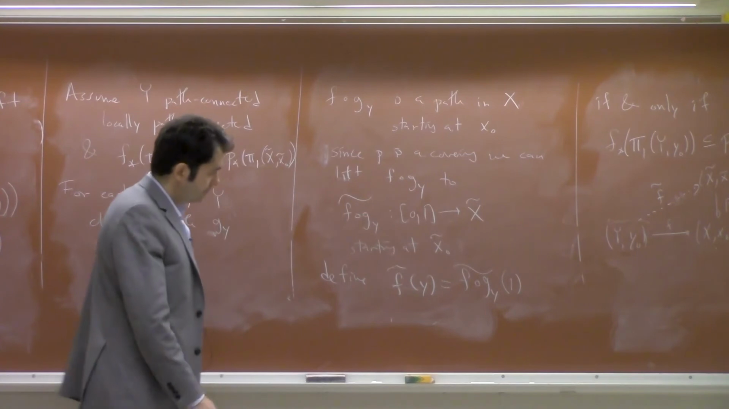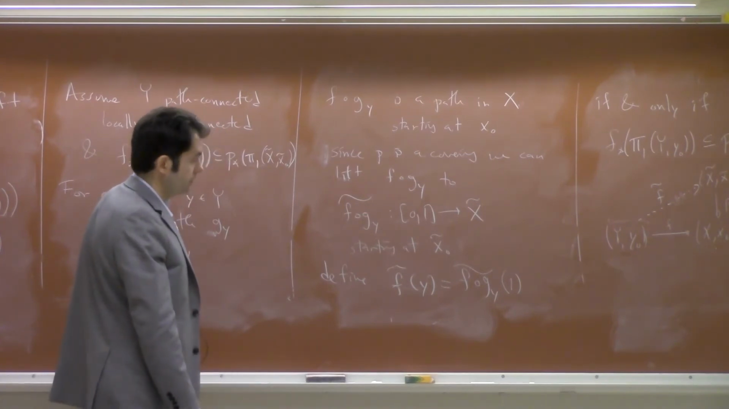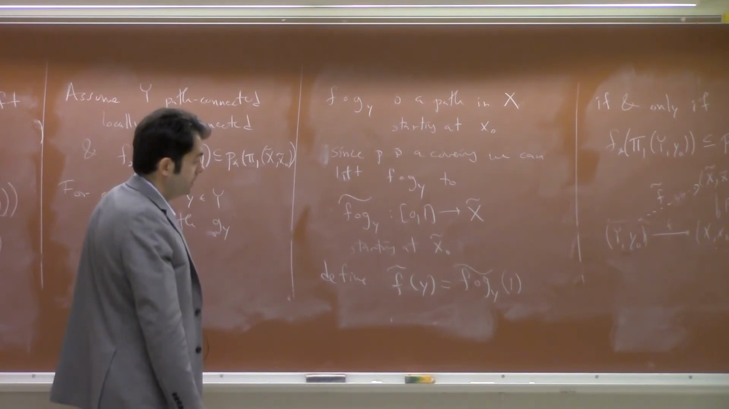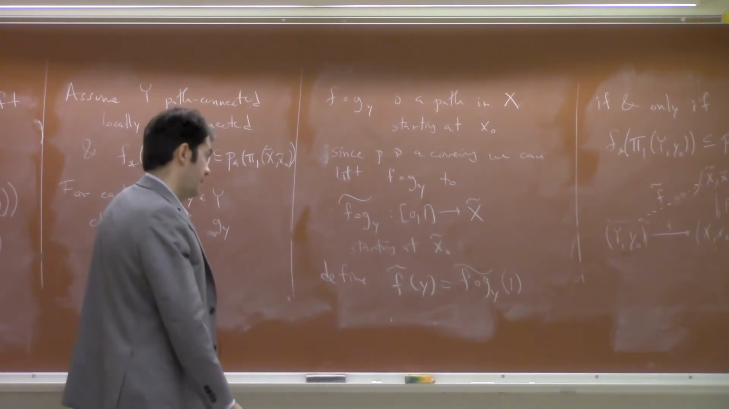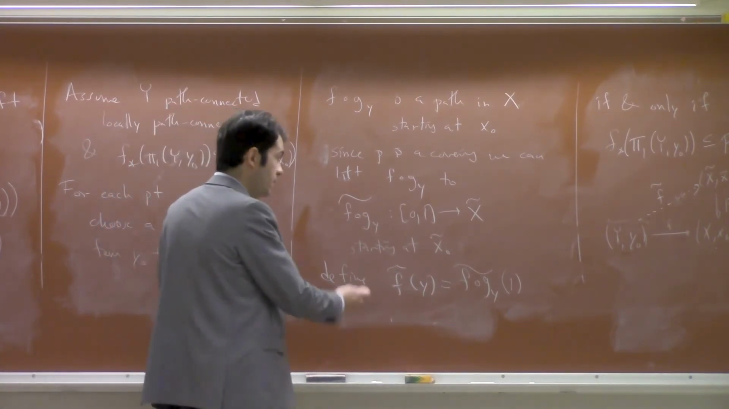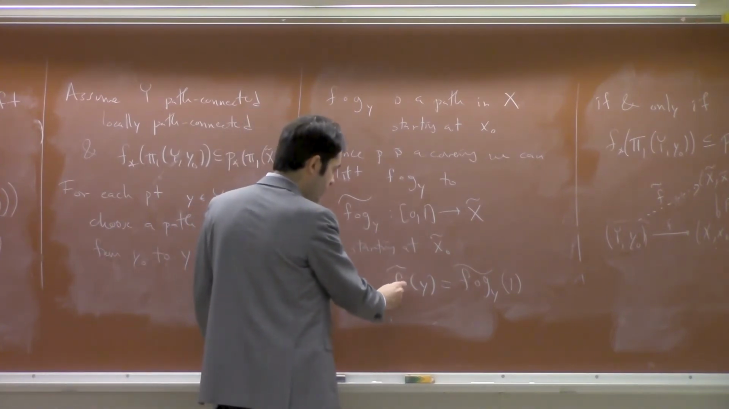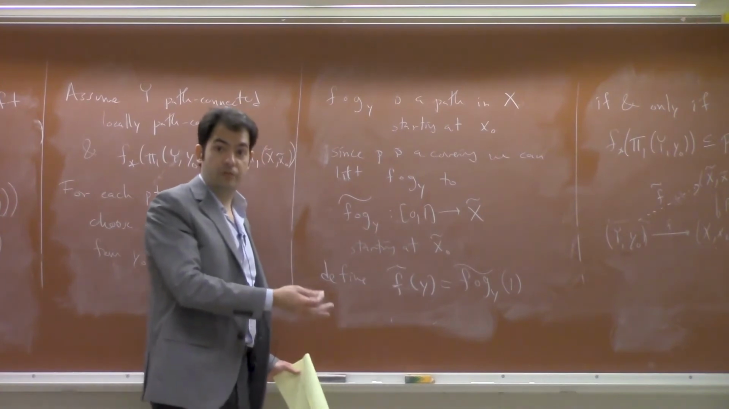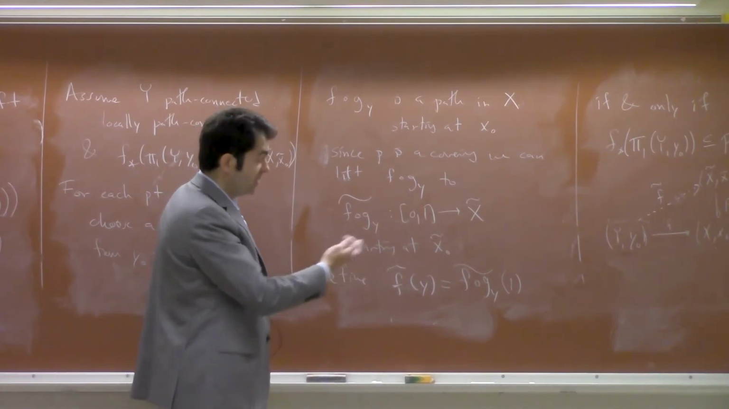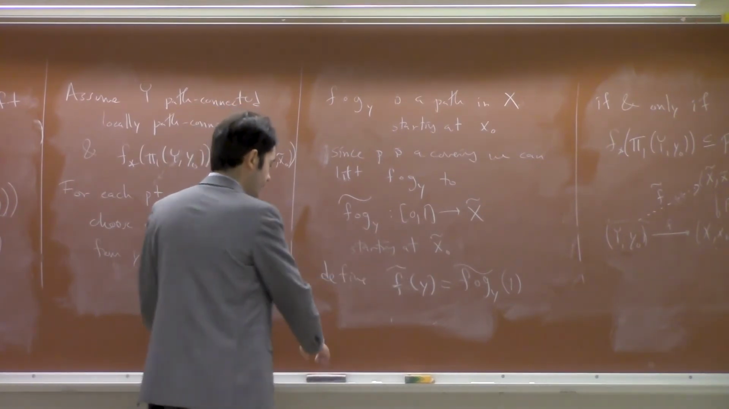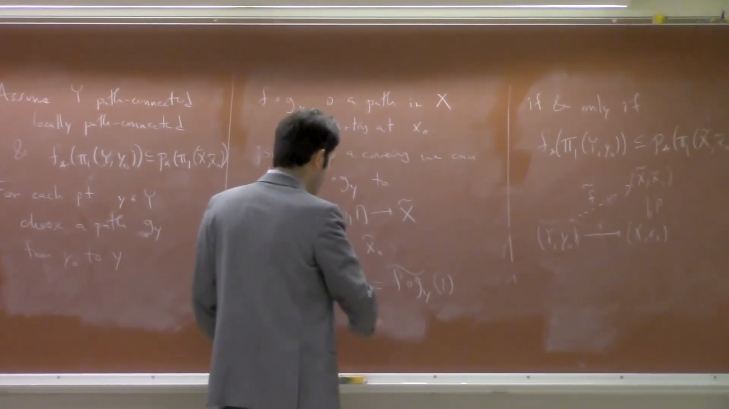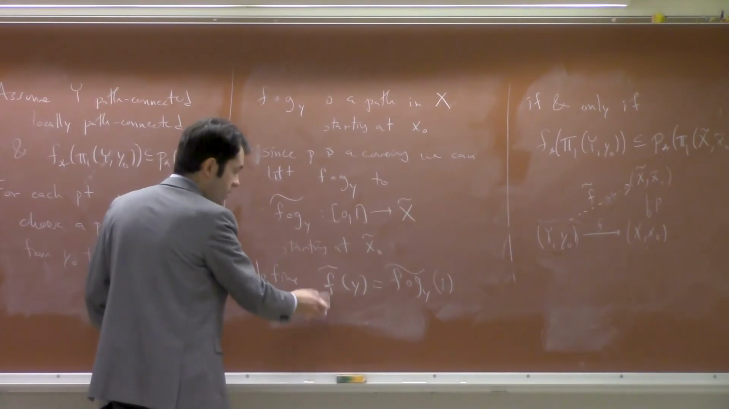Okay? So if we had f tilde, then by uniqueness of lifts, this would be its value at y. So this is a consistent definition if you actually do have a lift. And what we're going to show is that this does give you a lift.